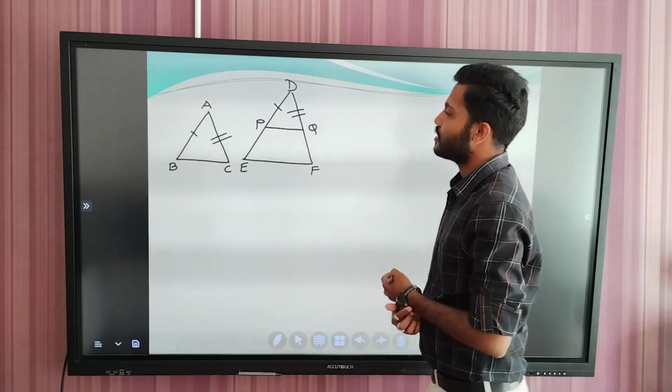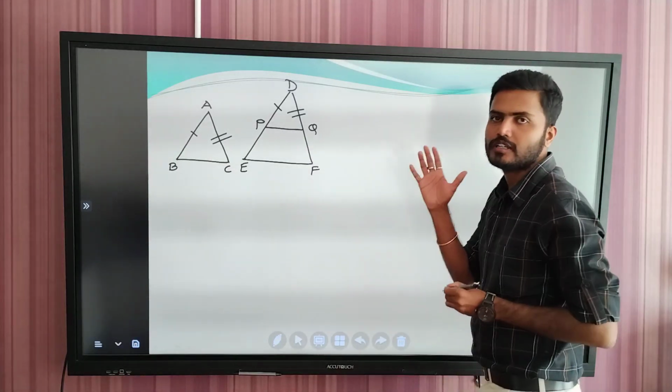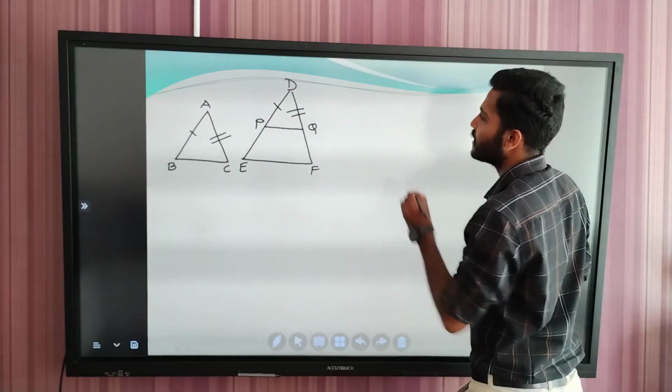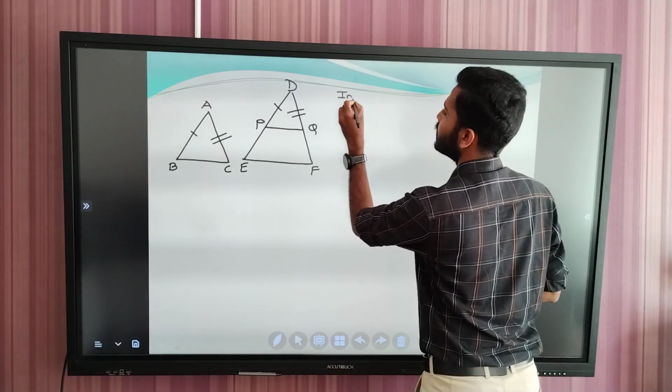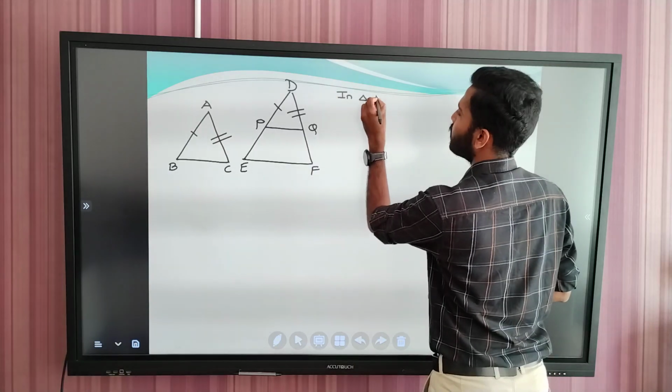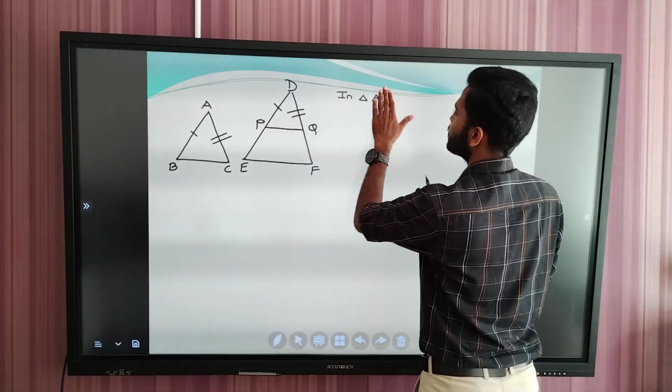Okay? So now my dear students, let us try to do the proof of this particular question. Okay? So now let us first consider these two triangles. In triangle ABC, okay, I'll just write it here.